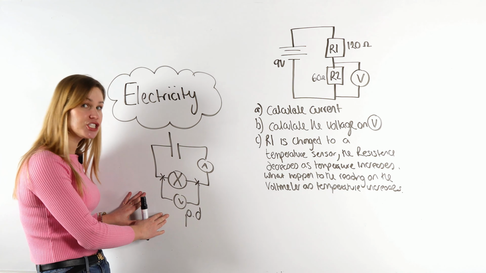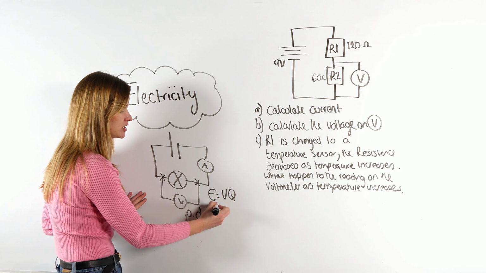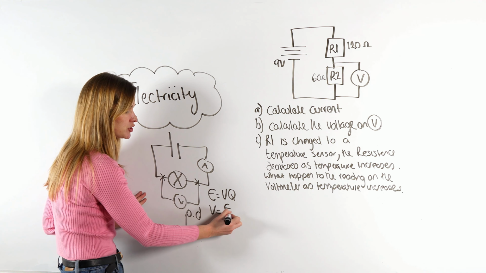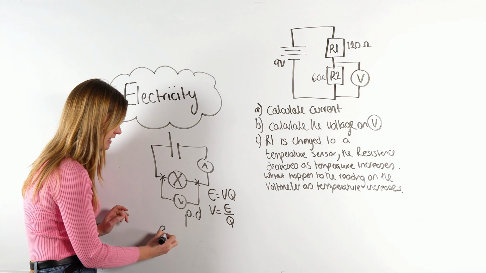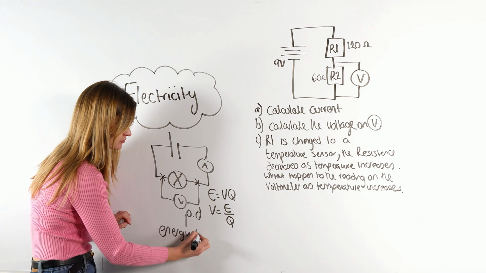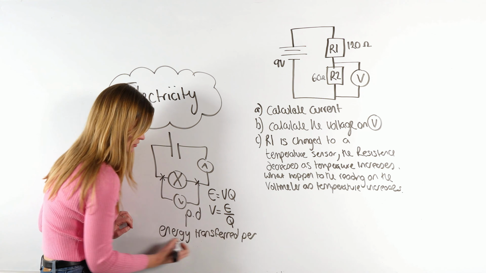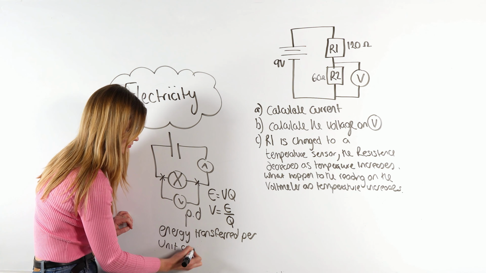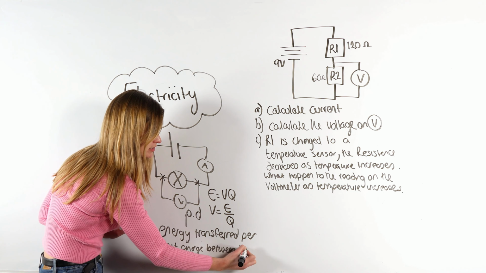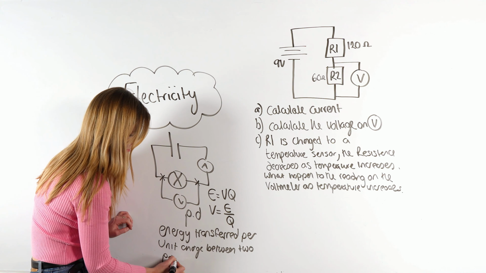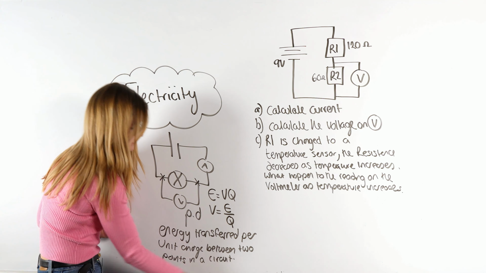And the definition that you need to know for that comes from our equation E equals VQ. So if I look at potential difference, it is energy transferred per unit charge. So what a voltmeter tells me is the energy transferred per unit charge between 2 points in a circuit. Okay, so that makes sense.